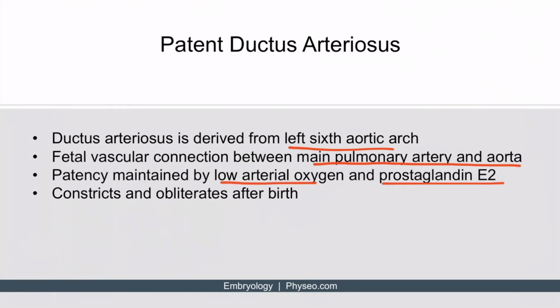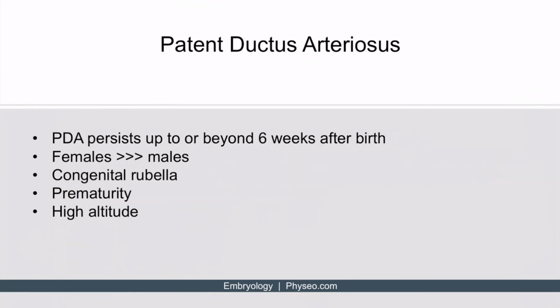The ductus arteriosus constricts and obliterates after birth. It closes at birth, so the lungs are no longer bypassed as the newborn starts using its lungs normally. Patent ductus arteriosus is defined if it persists up to or beyond 6 weeks after birth. PDA is found to be more prominent in females than males.